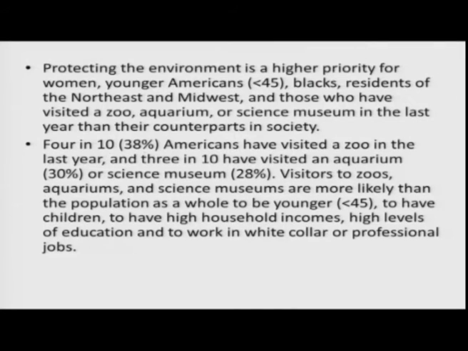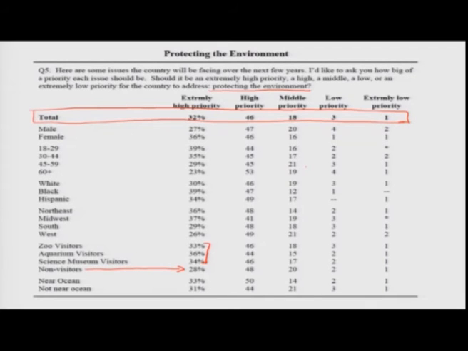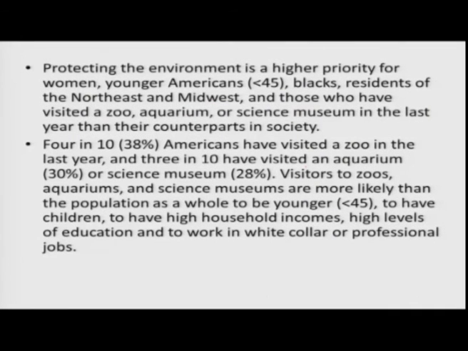4 in 10, about 38% of Americans, have visited a zoo in the last year, and 3 in 10 have visited an aquarium, 30%, or science museum, 28%. Visitors to zoos, aquariums and science museums are more likely than the population as a whole to be younger, less than 45, to have children, to have high household incomes, high levels of education, and to work in white collar or professional jobs. So, more details about this particular population. So, first you report it in a table and then you explain it.